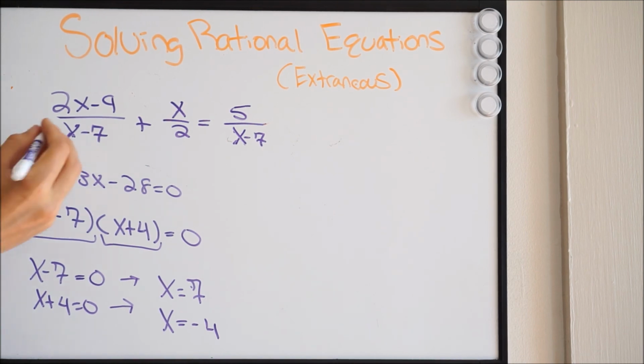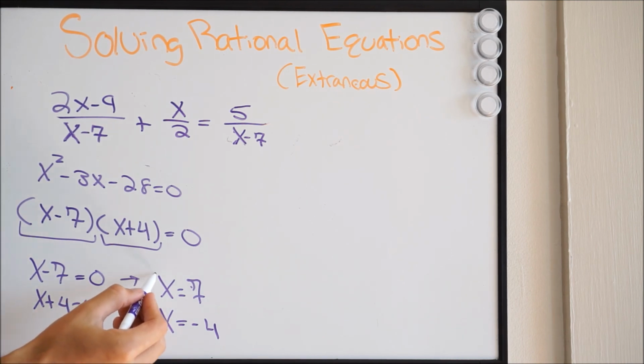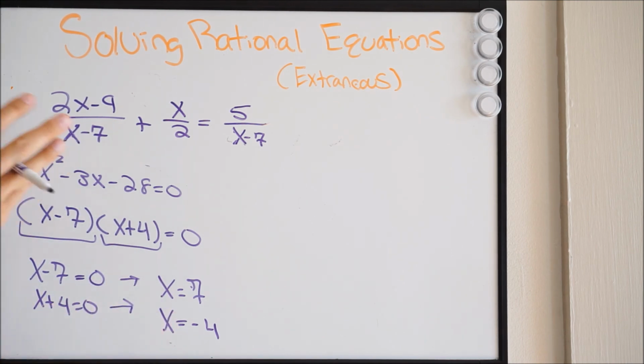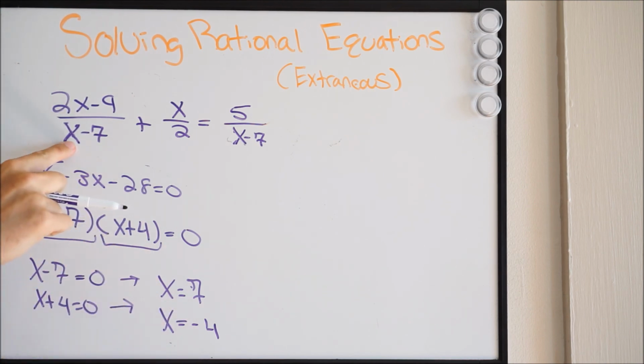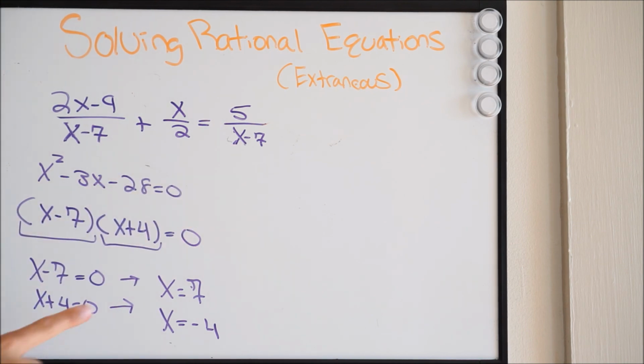Okay, so we need to check to see if we have any extraneous solutions here. So if I take any one of these possible answers here, okay, will it be mathematically incorrect? So look at my 7. If I plug it in here, 7 minus 7 will be 0, right? And we know that we can't have division by 0 because it's undefined. Same thing would happen here, right? So 7 is going to be considered an extraneous solution, okay? However, negative 4 will work.